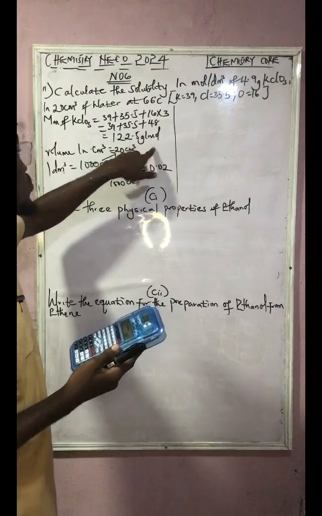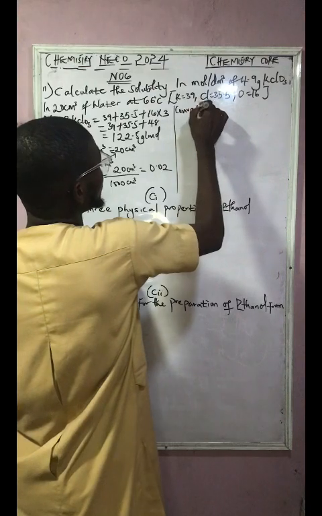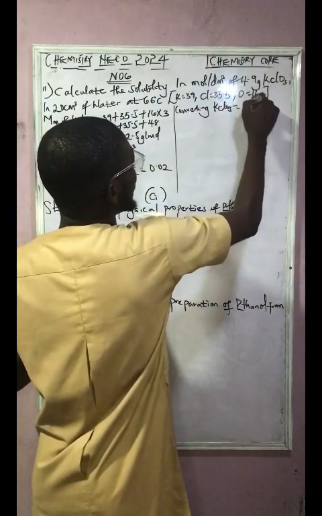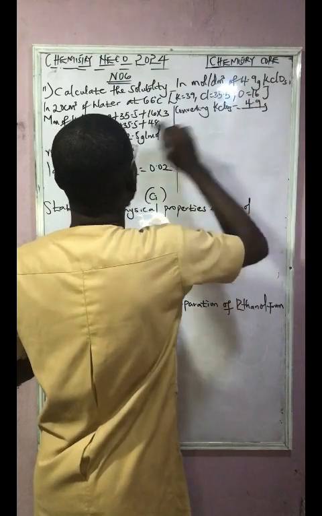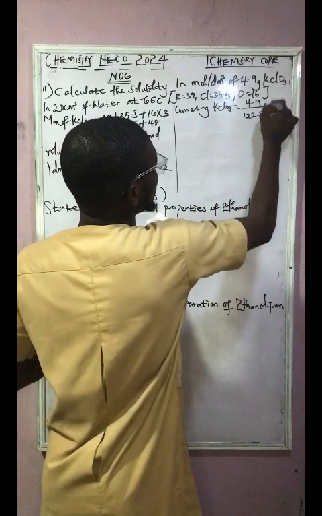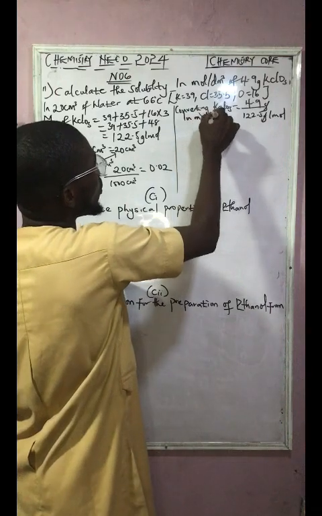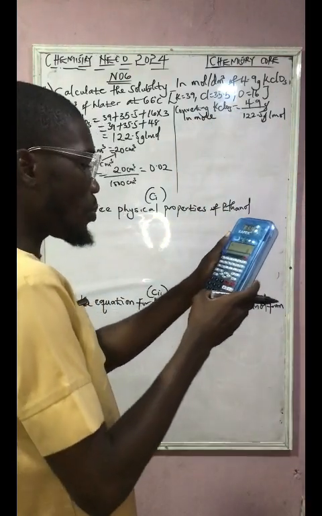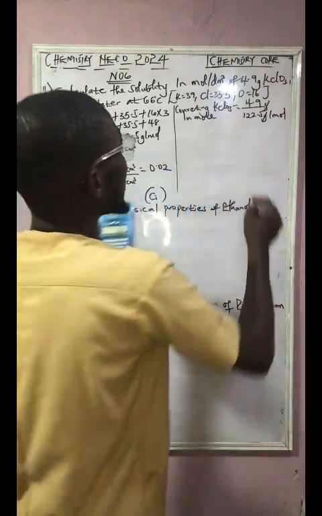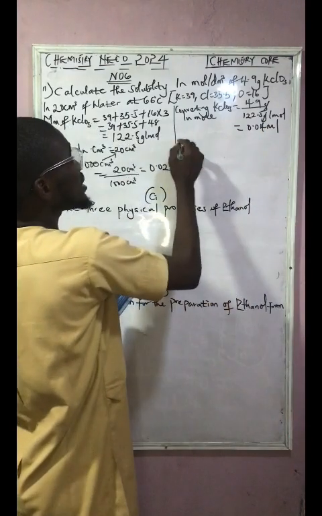Now the next thing is we are going to convert this to mole. For us to convert this to mole, it is very simple. We are converting potassium trioxochlorate 5. So what do you have here initially? We have 4.9 gram divided by 122.5 gram per mole. So it means that we have to convert this potassium trioxochlorate 5 to mole. Like I said, 4.9 divided by 122.5, we have 0.04 mole.